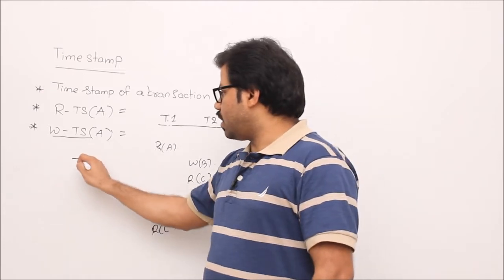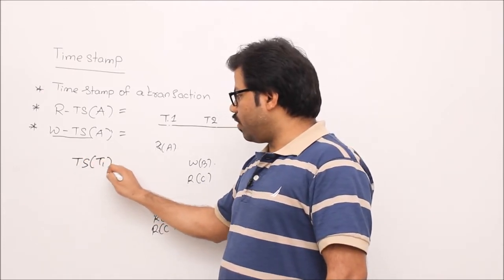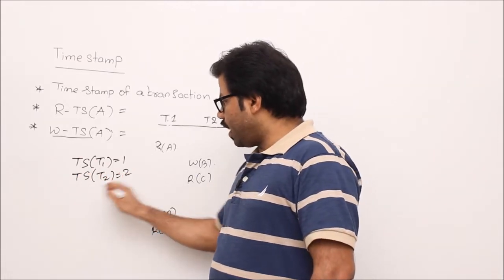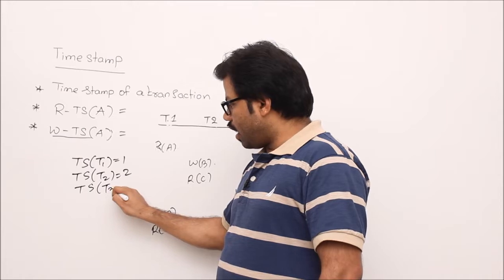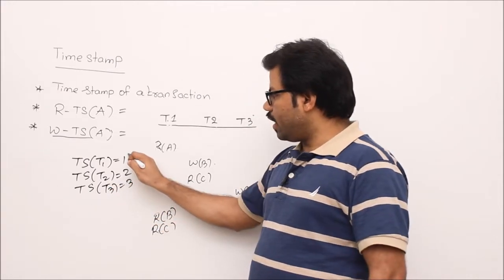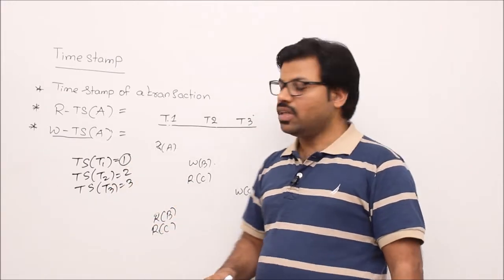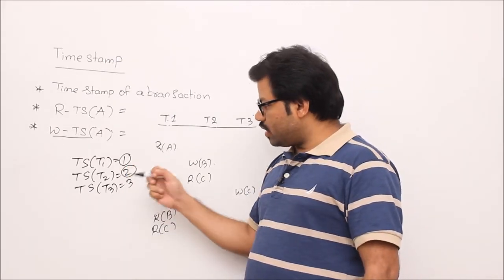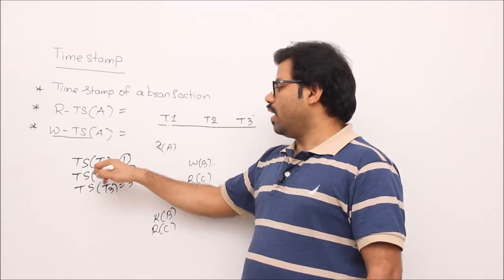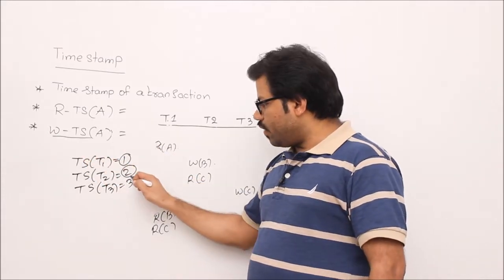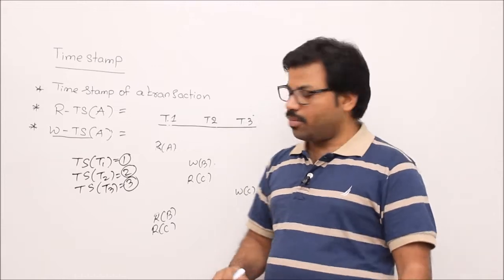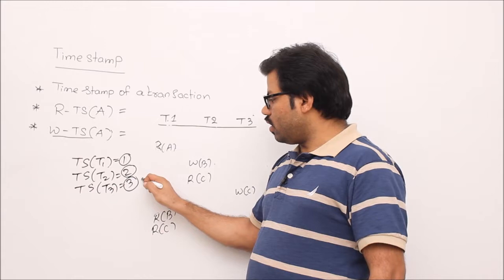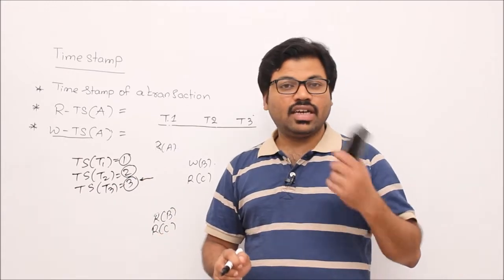So for T1, the timestamp of T1, I assume 1. Timestamp of T2, I assume 2. And timestamp of T3, I assume 3. And one more thing: this 1 I give to the oldest transaction, that means the transaction which is created first. In that way, 2 is a transaction which is created after T1. Similarly, I give the largest or highest number to the transaction which is youngest. So based on the value of the timestamp, we can decide whether it is younger or older.